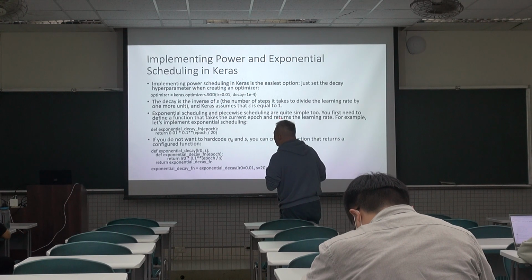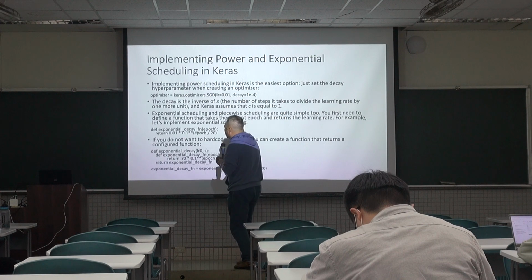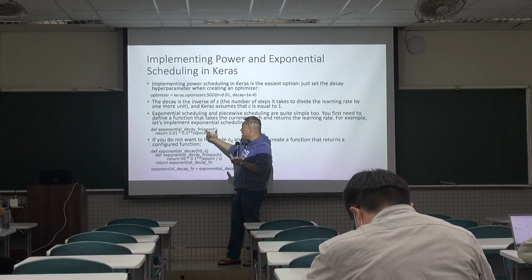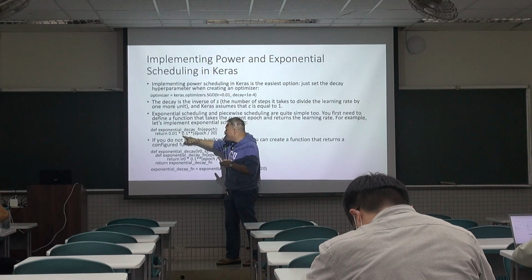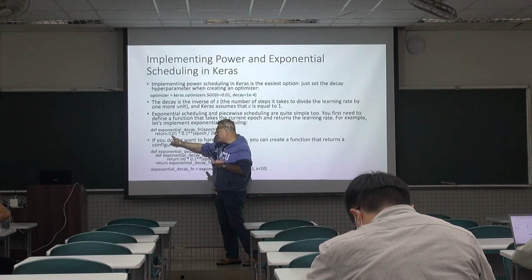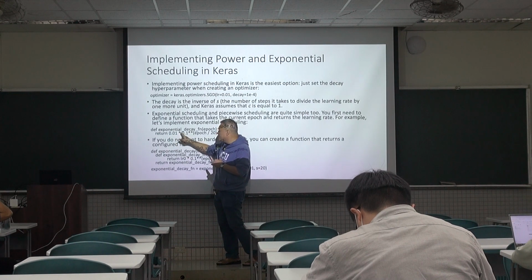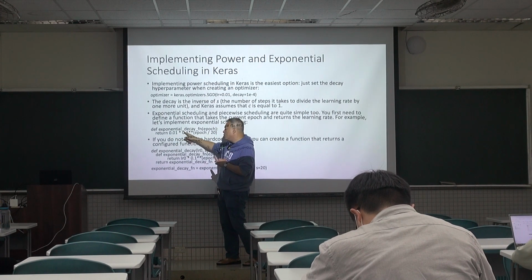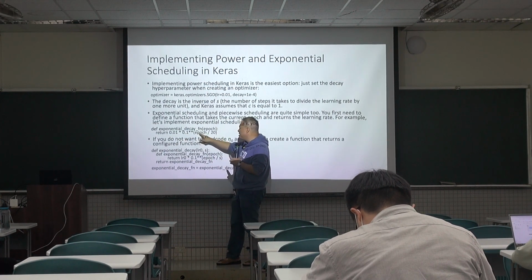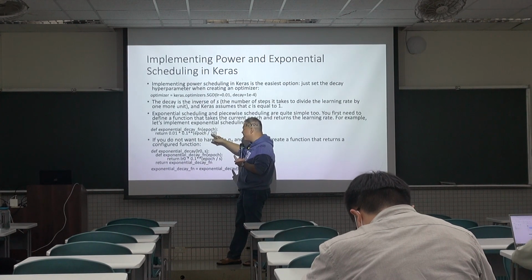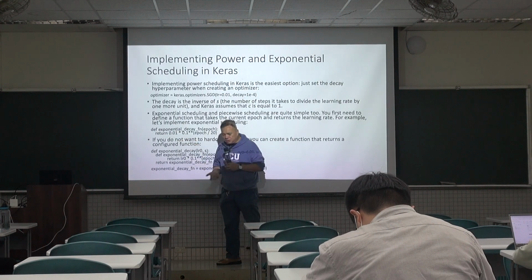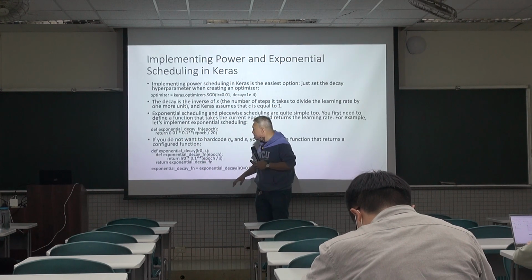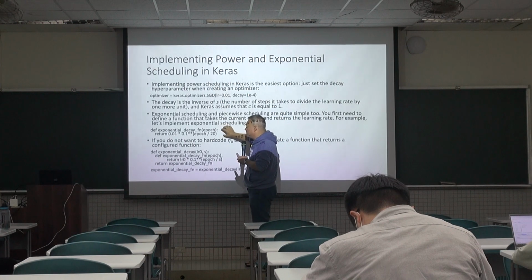So, for example, for exponential decay, we define this exponential decay function, which takes the epoch. It will return 0.01 times, this 0.01 means eta 0, right? Eta 0 times 0.1 to the power of epoch divided by 20. So every 20 epochs, we are going to reduce the learning rate by 10 times. So we first create this function.